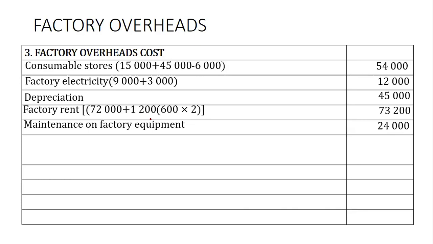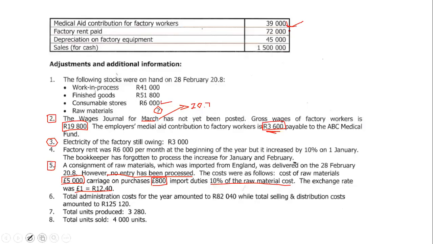Let's move to the same slide again. I'm done with the first one. This 72,000, where will it go? It's only our factory overheads, rent. And they said here rent was 6,000 per month at the beginning of the year, but it was increased by 10% on the 1st of January. The bookkeeper has forgotten to process the increase for January and February. So what are we going to do here?